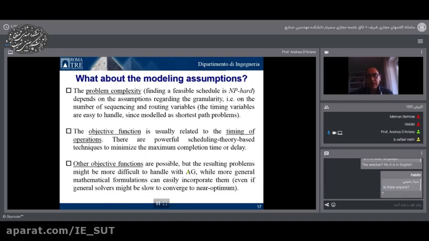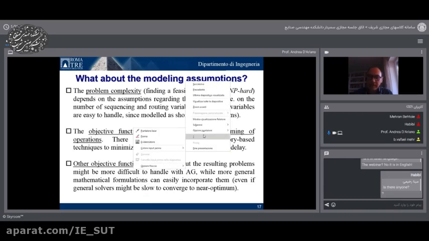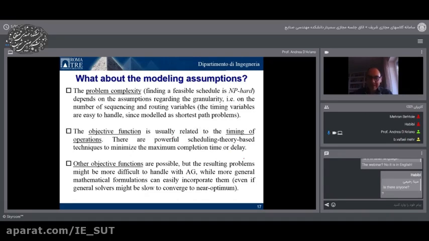The problems get more complex if you change the objective function. If you have an objective function different from timing, you can still represent the optimization problem as an alternative graph, but you might have more problems to solve it, and especially to solve it to near optimum. So you need to customize the algorithms, but you cannot fully use the scheduling theory behind that formal representation of the problem.